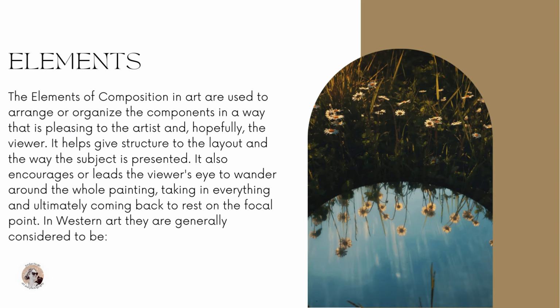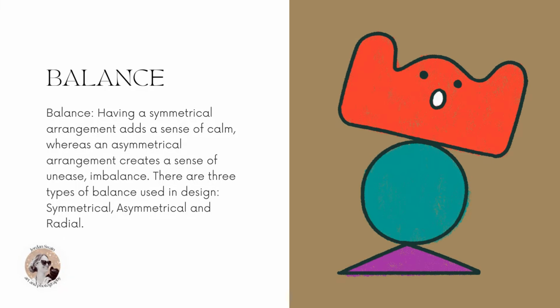The elements of composition in art are used to arrange or organize the components in a way that is pleasing to the artist and hopefully to the viewer. It gives structure to the layout so your eyes can rest on what's important and your eyes can travel through the work of art. There are 3 types of balance in art. Balance means having an arrangement that has a sense of calm. Everything is balanced. Let's talk about the 3 types of balance in art.